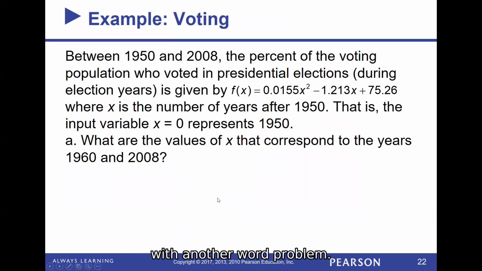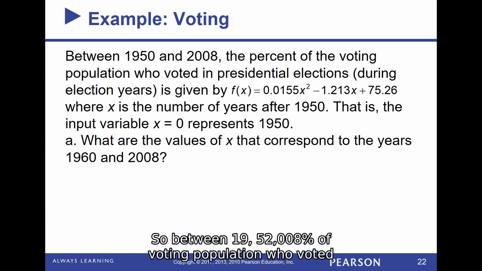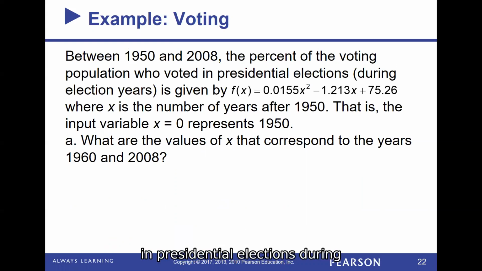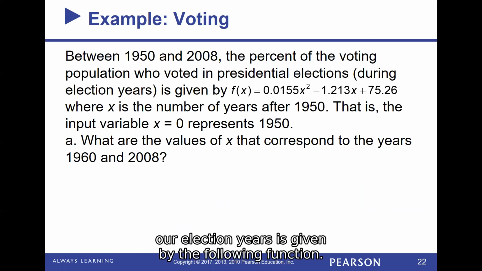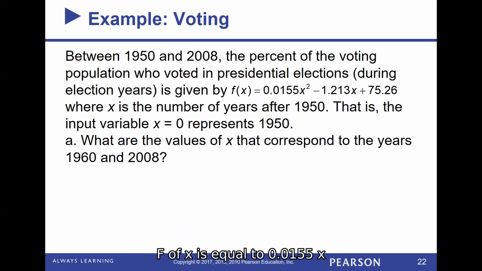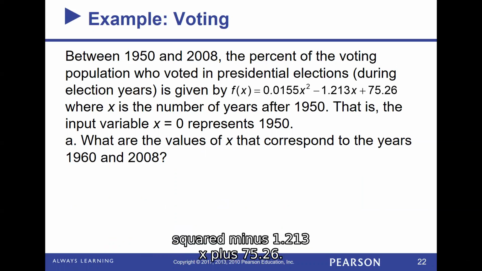Let's try with another word problem. Let's do voting. Between 1950 and 2008, the percent of voting population who voted in presidential elections during election years is given by the following function. f of x is equal to 0.0155x squared minus 1.213x plus 75.26.